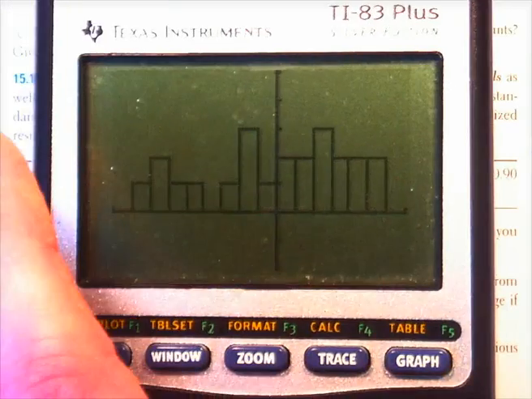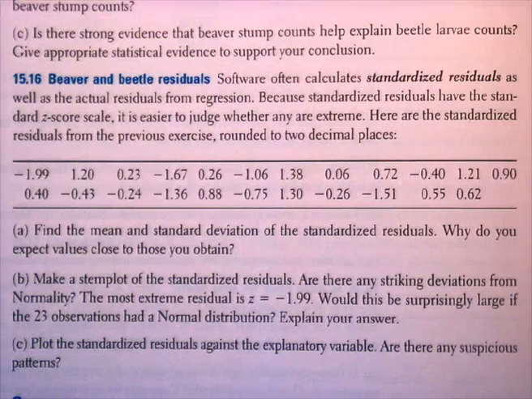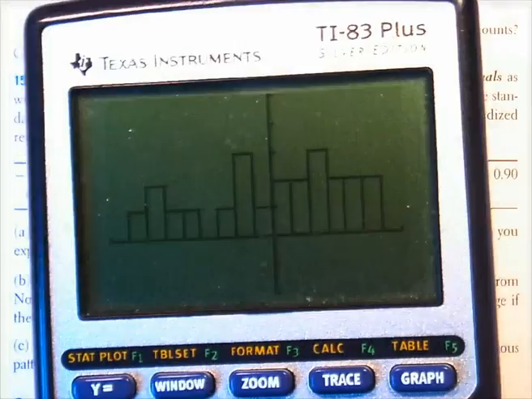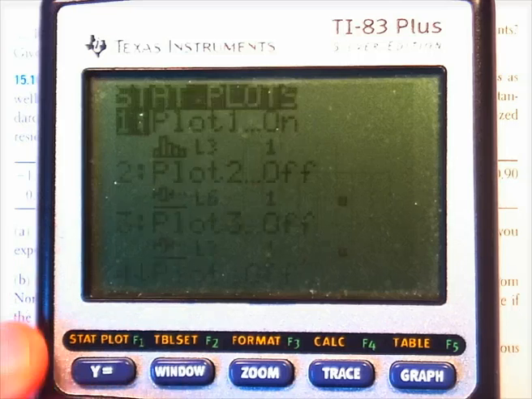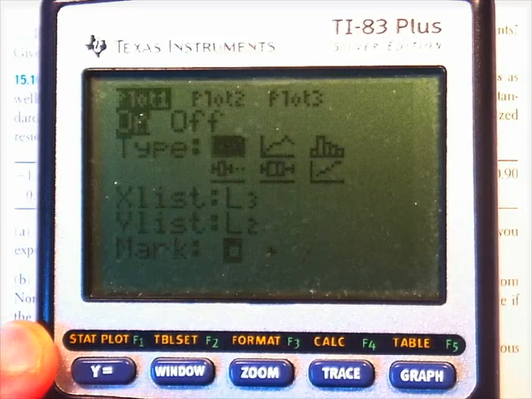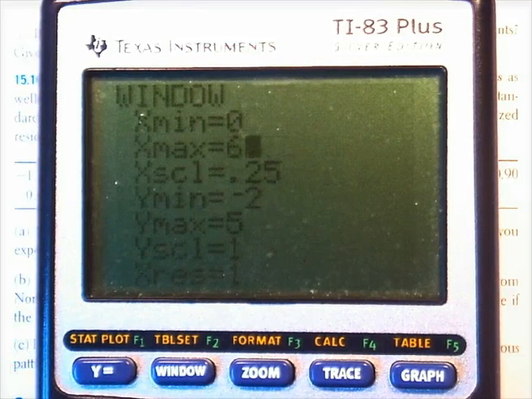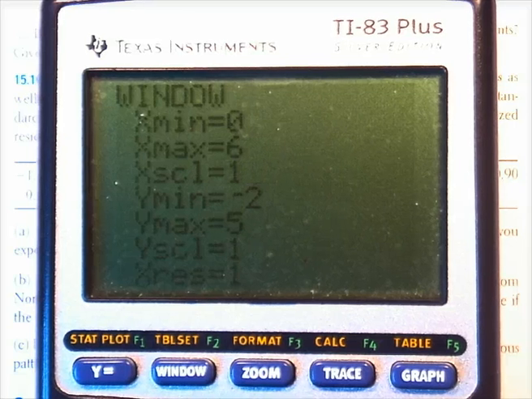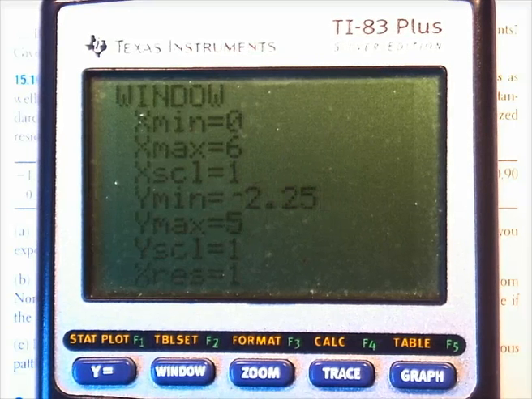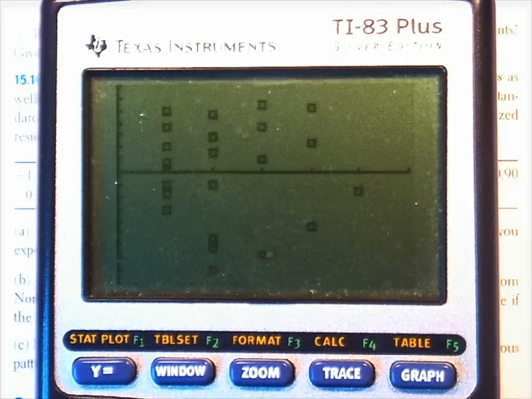So last part of the question then. In part C, plot the standardized residuals against the explanatory variable. That just says make the residual plot. Are there any special patterns? And the answer is no, there isn't. There aren't any patterns. So back to a scatter plot. I'm going to use list 1. Those are my explanatory values, and list 3 are my residuals. So I could see all my explanatory values from 0 to 6, and I could see all my residuals from negative 2.25 to 1.75. So there's my scatter plot.